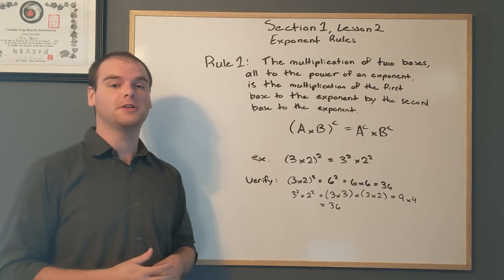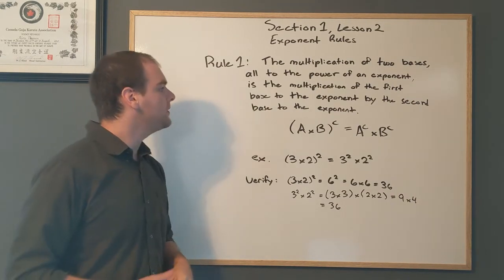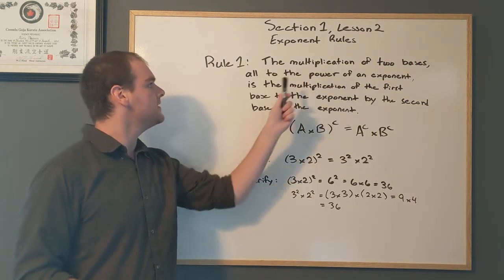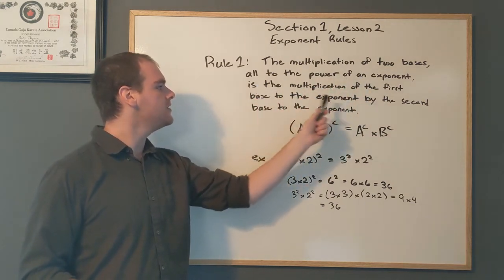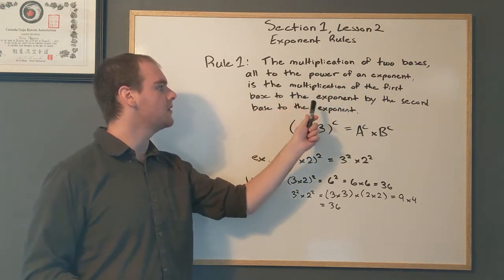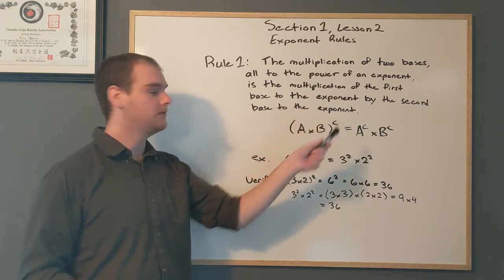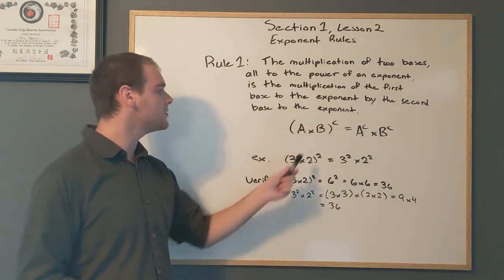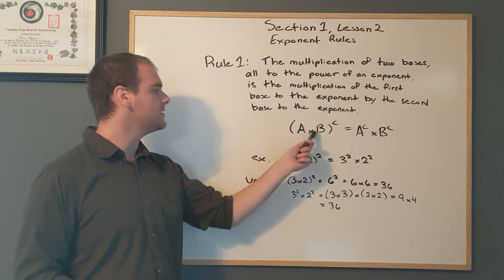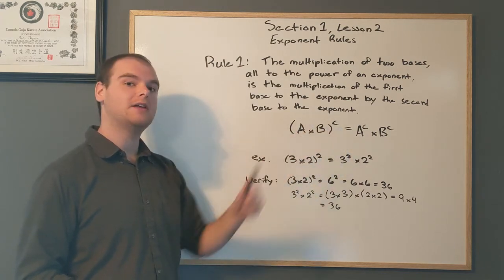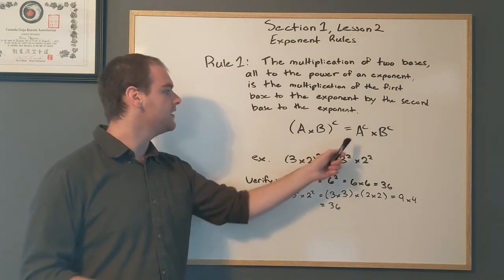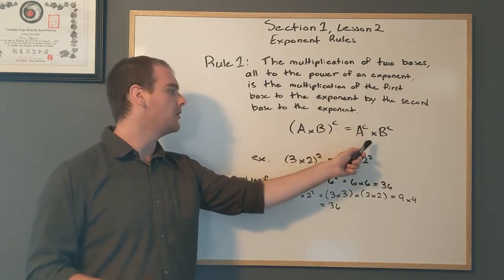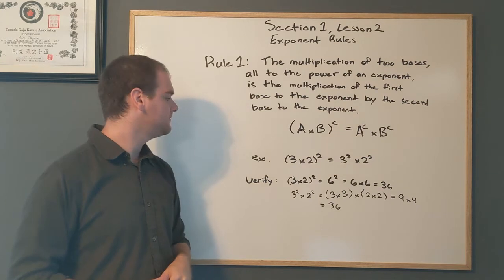The first rule we're going to look at is the multiplication of two bases, all to the power of an exponent, is simply the multiplication of the first base to the exponent by the second base to the exponent. If we write it out with our algebra, we can see our two bases here are multiplied, and then we apply the exponent to the whole thing. And that is the same as writing each base to that exponent and then multiplying the result.